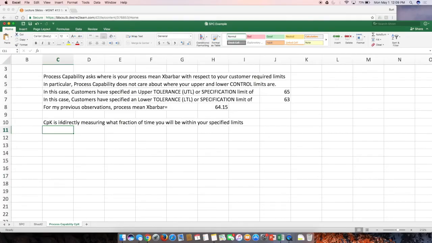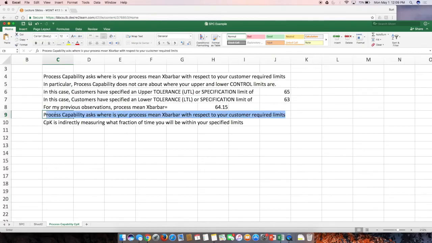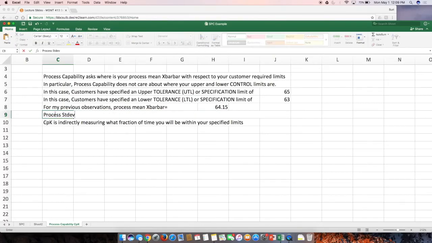Standard deviation. So here's the formula for standard deviation, given a sample. So we know our process mean. What is my process standard deviation? Process standard deviation is defined as R bar divided by small d2.